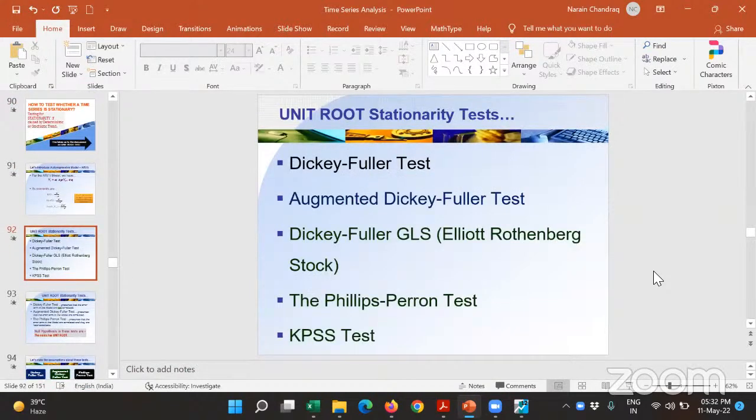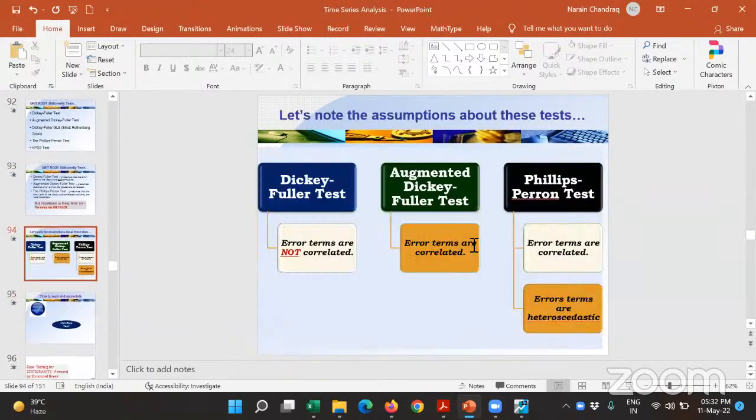Now, looking at the graphical version, which I talked about in yesterday's session, we do have statistical tests which can give you statistical evidence of the presence or absence of the stationarity itself. So there are a couple of tests: Dickey-Fuller test, augmented Dickey-Fuller test, the ERS test or Dickey-Fuller GLS test, Phillips-Perron test, KPSS test. In these tests, you have certain improvements. These are some of the widely used tests for the checking of the stationarity itself.